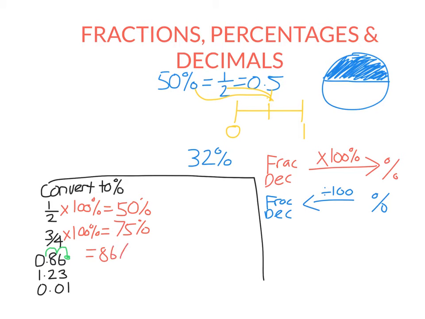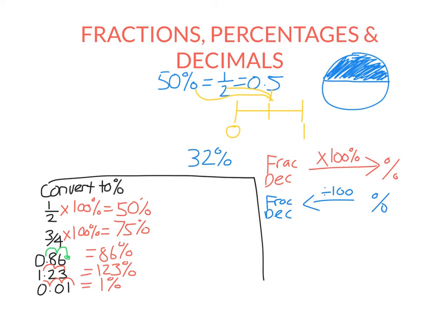I can do the same for 1.23. I can move the decimal point 2 spots to the right, and I get the number 123, and of course I need to add a percent sign. So 1.23 is 123%. You can have percents that are more than 100%, it just means it's more than one whole. For 0.01, same thing, we move the decimal point 2 spots, and we get 1%.